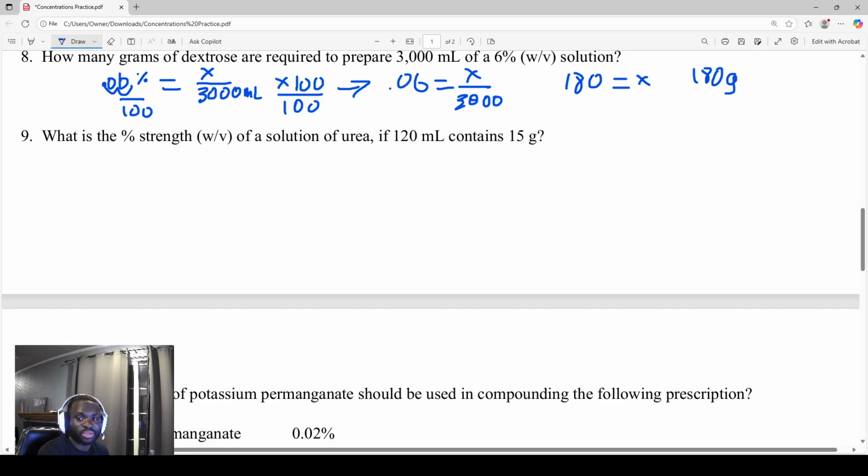Okay. I'm just checking how I'm doing on time. What is the strength of a solution, I'm just going to call this U, if 120 milliliters contains 15 grams? It's worded a little differently, but same thing we've been doing, right? You just put that in the calculator and you will get 12.5%.